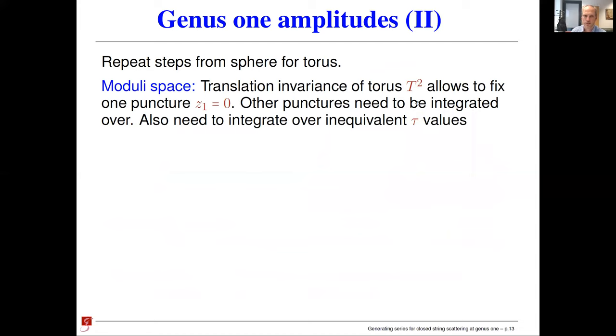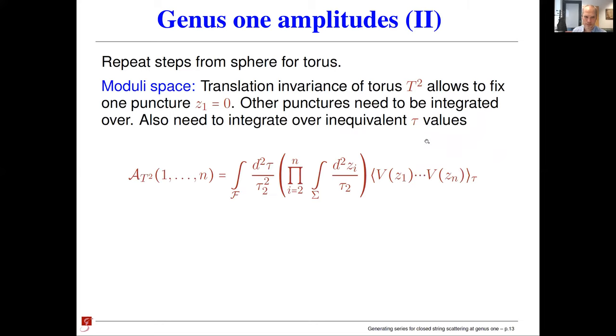And when we have many of these punctures, we can use this to fix one puncture to one place that we like. I will choose putting the first puncture at the origin. But all the remaining punctures, we will need to integrate over them in the same way that we had this z integral before. So this is one thing. And as I said, for the torus, we also need to integrate over the different inequivalent tori, which means integrating over the different values of tau.